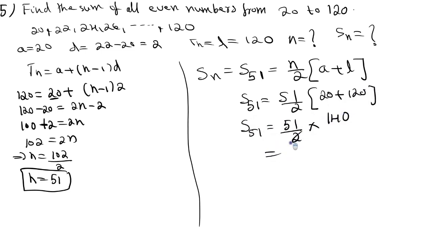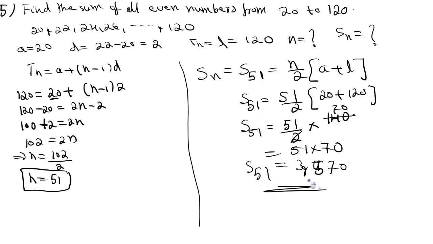So it is equal to 2 7s are 14, 2 1s are 2, that is 70, right? So S51 is 51 into 70. Now calculate 51 into 70, its value is equal to 3570. Okay, so the sum of these numbers, S51, is equal to 3570.